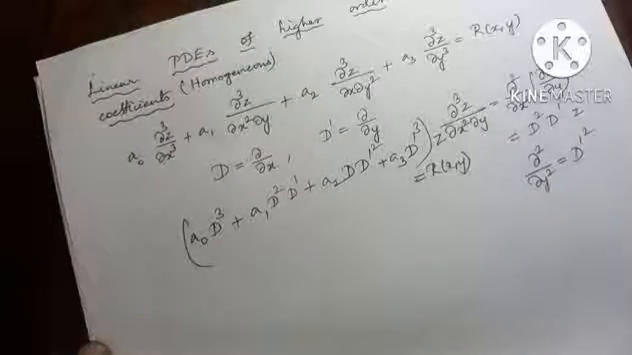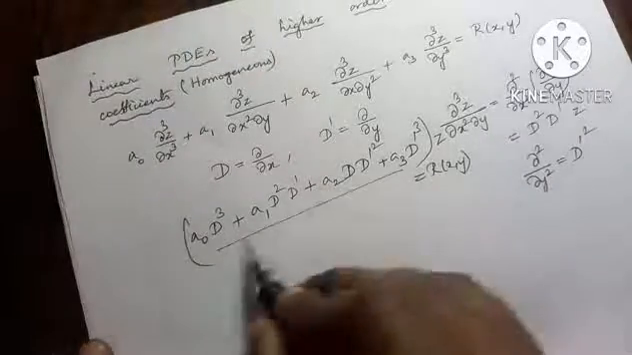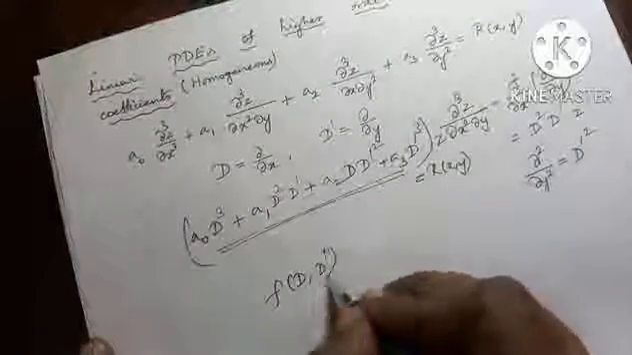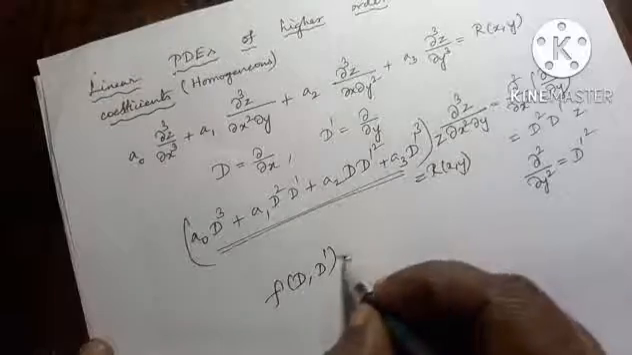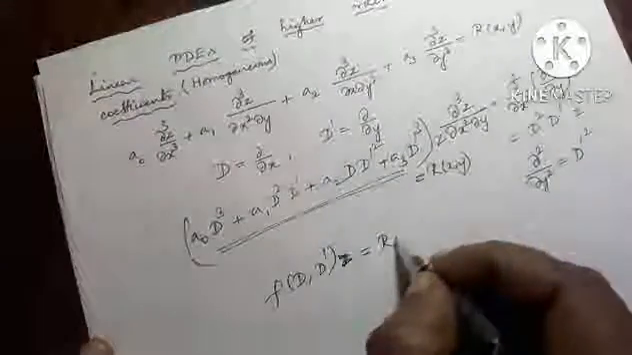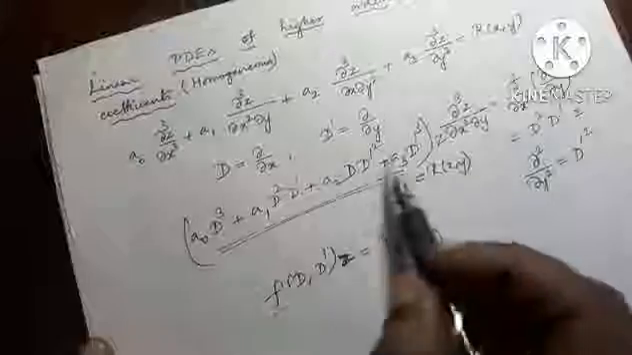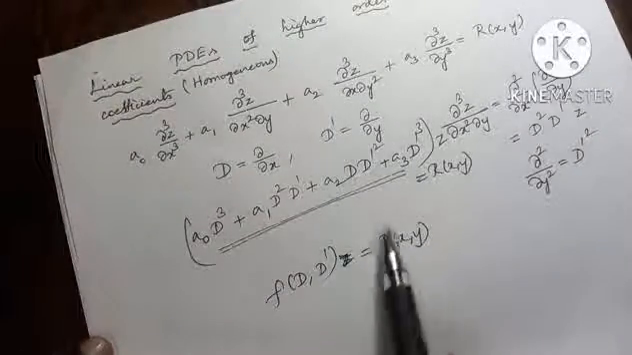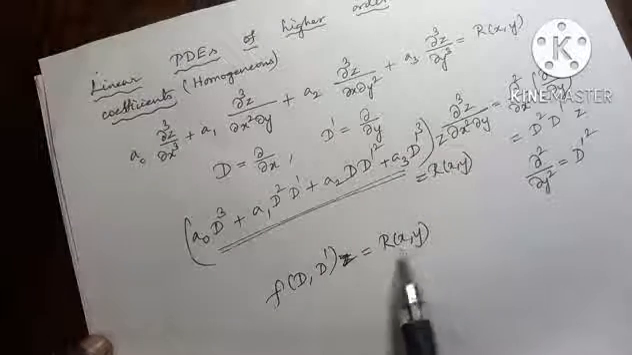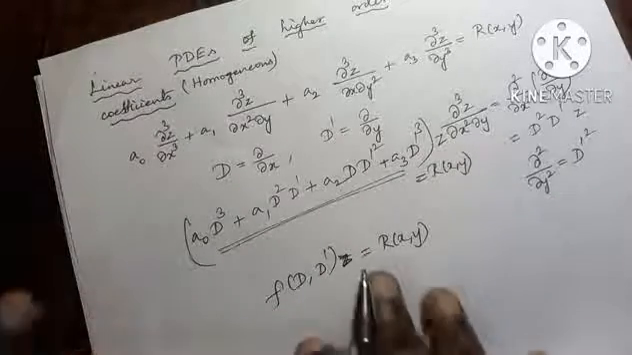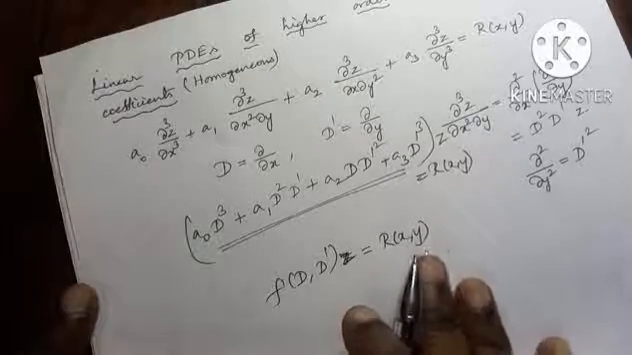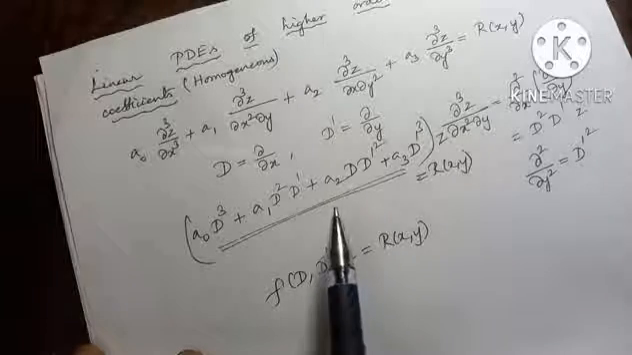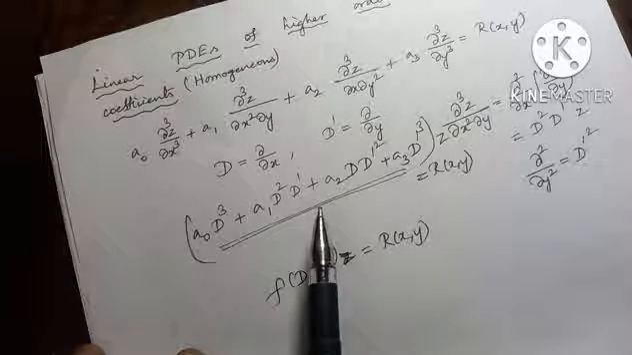Let us now write this polynomial in D and D dash as f of D comma D dash, the whole thing into z, which is equal to R of x comma y. This is a polynomial in D and D dash, a function of D comma D dash, into z equal to R of x comma y. So now we have to solve this equation. Listen here, we have already studied this in ordinary differential equations, right?